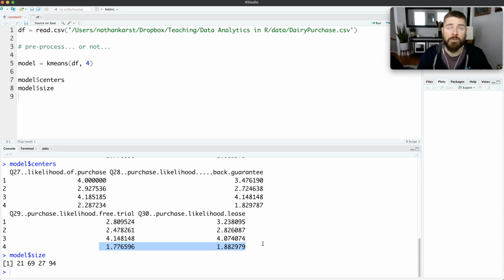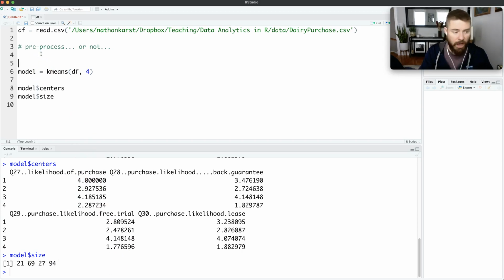And it turns out that one of the other things that this consultant found was that the size of the dairy, the number of cows that a farmer had, determined to a large extent whether they would even consider the product. Because for smaller farms, this piece of equipment is just too expensive. And so most of these 94 here are just smaller farmers. So those are the two things we typically care about, model$centers and model$size, to get an idea of what's going on here.